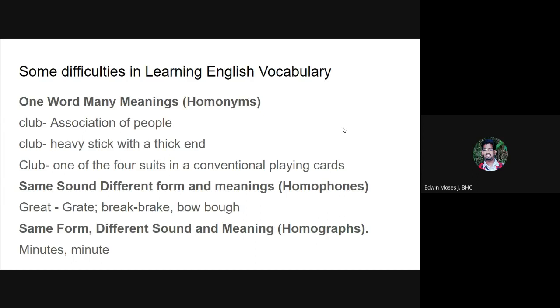So some difficulties in learning English vocabulary, right? These are some of the things you should know. In English, one word has many meanings. Club, okay? See the different types of meanings.